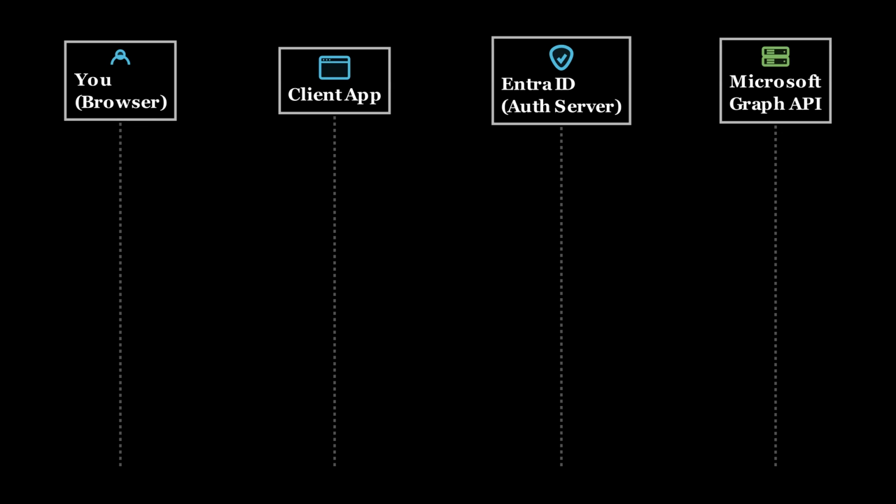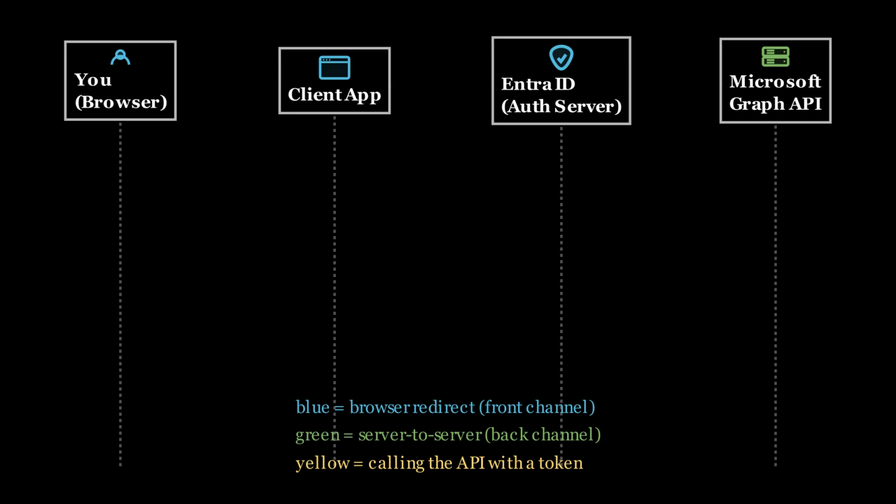OAuth 2.0 answers this with 4 players. You, in a browser, the client app that wants access, the authorization server that signs you in for Microsoft 365, that's Entra ID, and the resource here, the Microsoft Graph API. Watch which arrows go through the browser and which never do. That split is the whole security idea.